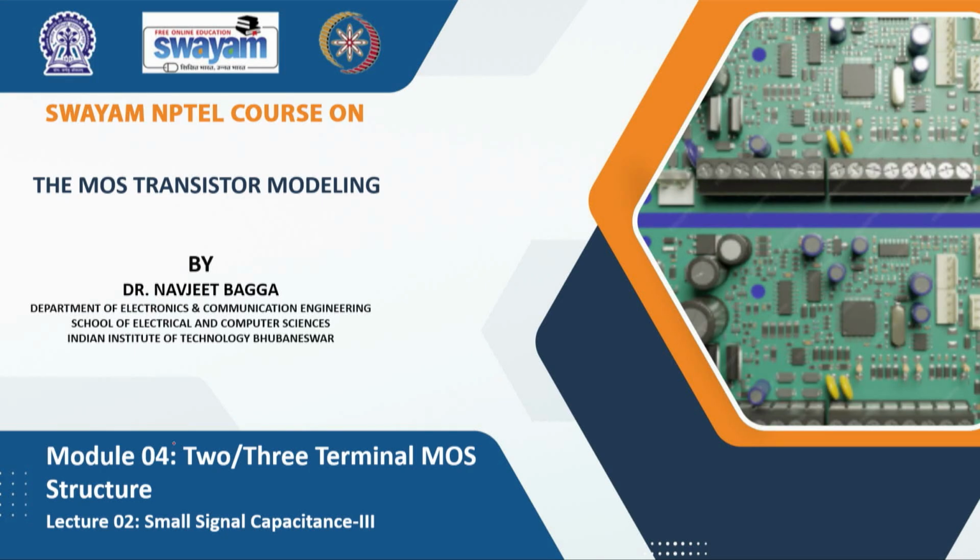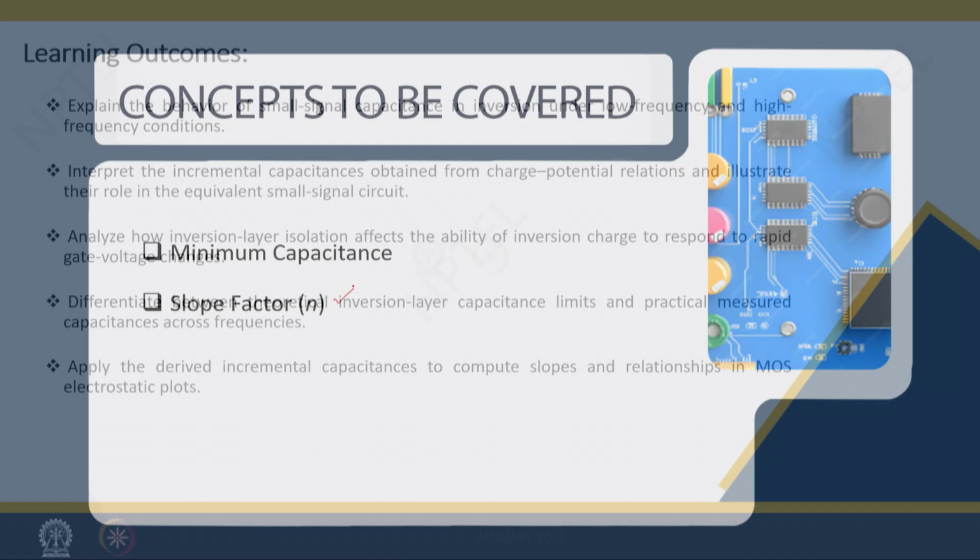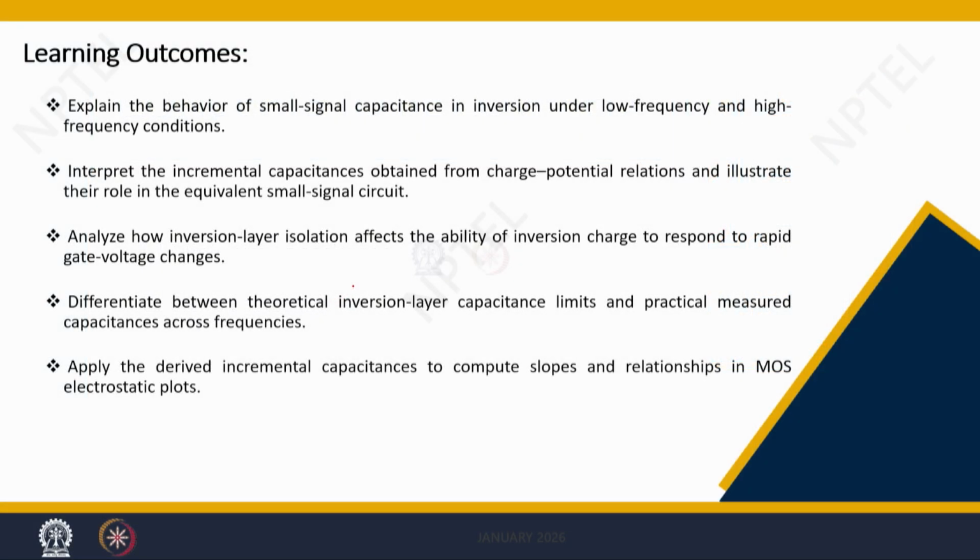We are in module 4, lecture number 2. So, we will discuss small signal capacitance in more detail. In this lecture, we will see what is the minimum capacitance and what is the slope factor. These are the learning outcomes of this lecture, which help us to understand thoroughly the small signal capacitance of the two terminal MOS structure.